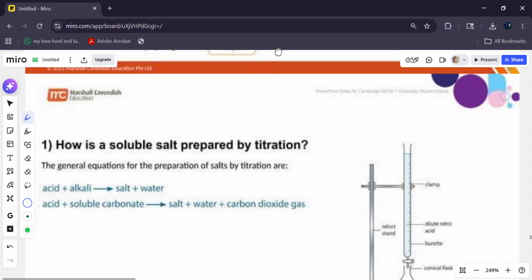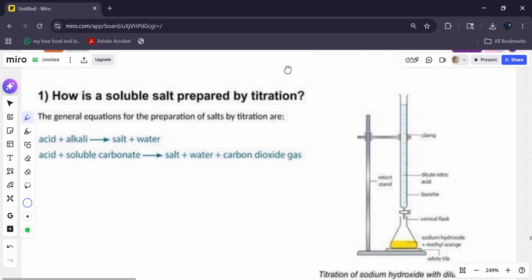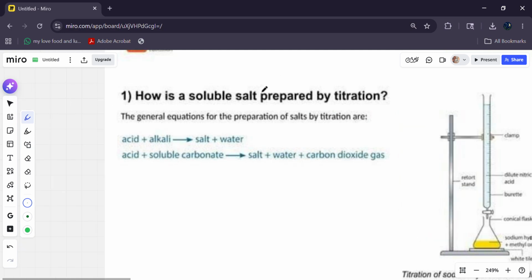Now, how is soluble salt prepared by titration? The general equation of preparation of salt by titration is shown. In the titration method, all the starting materials are soluble. If any of the starting materials is in excess, it cannot be removed from the salt solution by filtration. Thus, the salt produced will be impure. Therefore, the volume of each starting material used must be exact. The following shows the procedure of making sodium nitrate from the reaction of dilute nitric acid with aqueous sodium hydroxide.